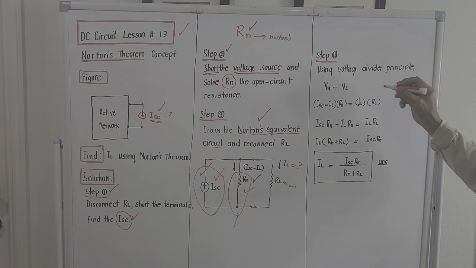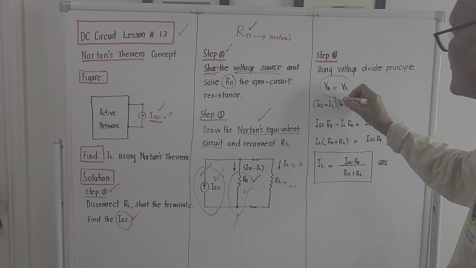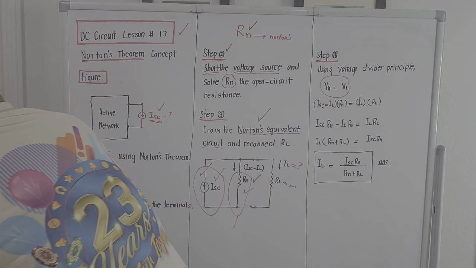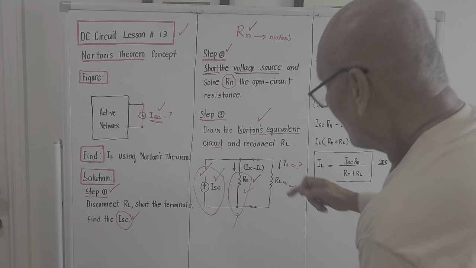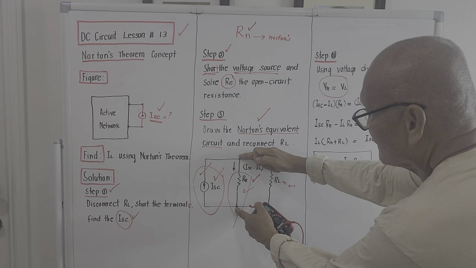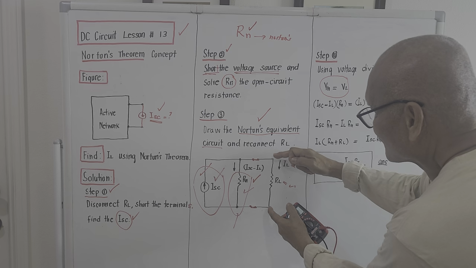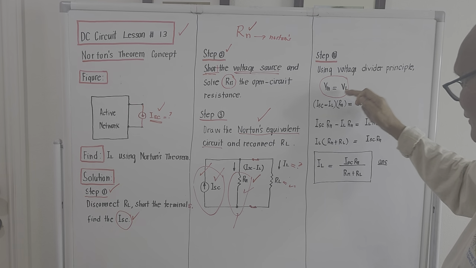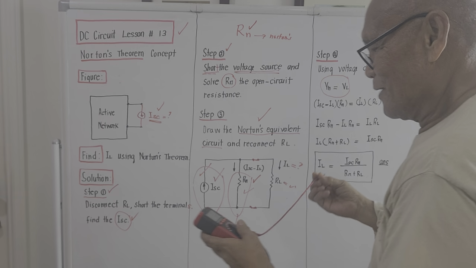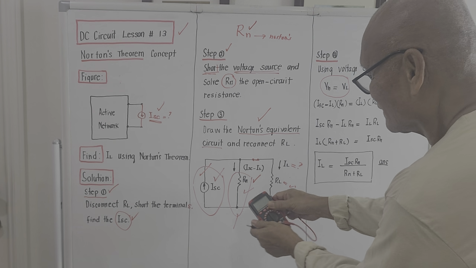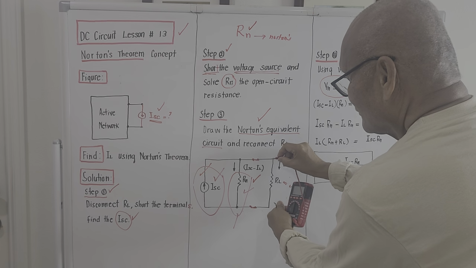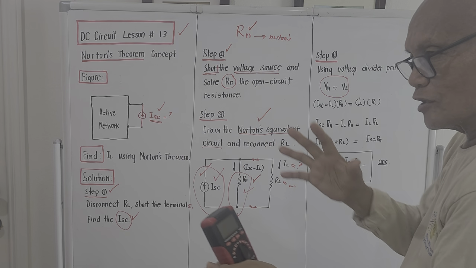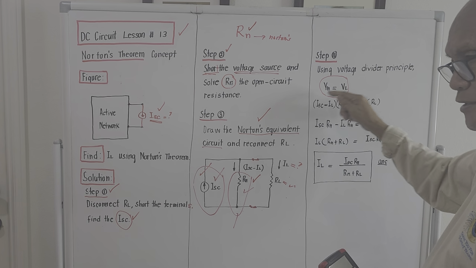It is something like this. I place it here. V sub N is equal to V sub L. The voltage across R sub N is the same as the voltage across R sub L because they are in parallel. That's why I place it here. V sub N is equal to V sub L. Meaning to say that, you try to place your voltmeter here, and try to place your voltmeter here. The reading should be the same. So the equivalent of that in terms of the formula, it will be V sub N is equal to V sub L.